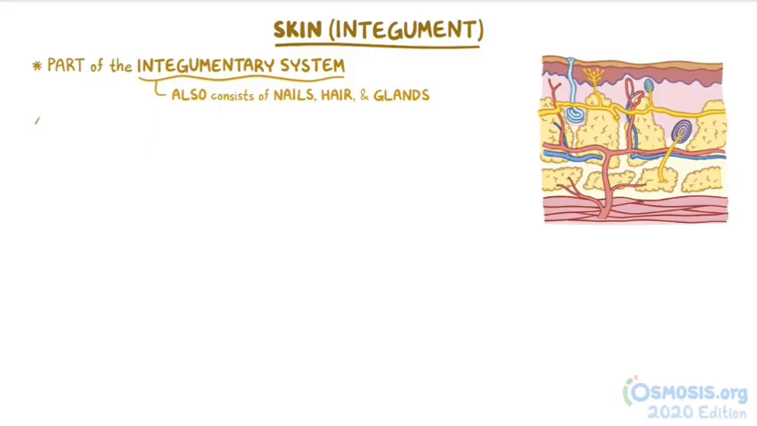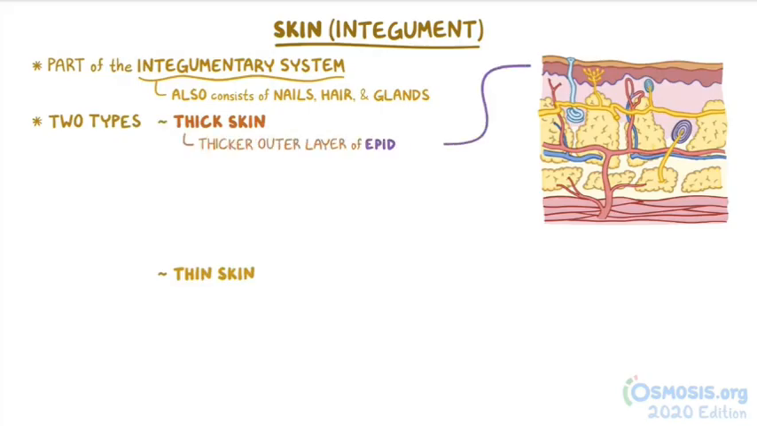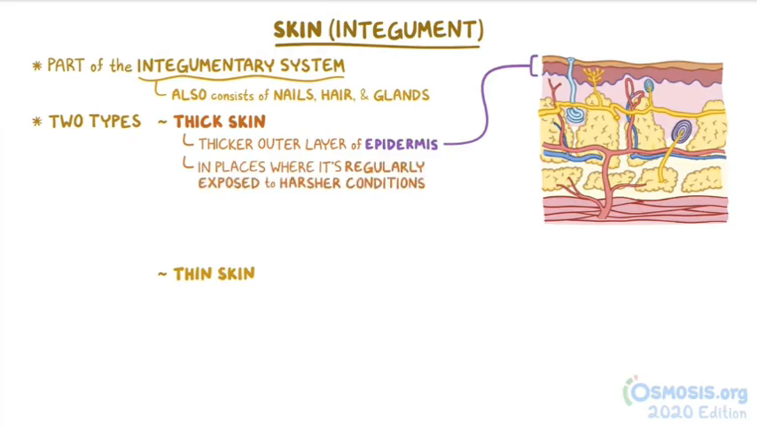The skin can be split into two general types, thick skin and thin skin. Thick skin has a much thicker outer layer of epidermis that helps to protect the body in places where it's regularly exposed to slightly harsher physical conditions. That's why it's typically found in places such as the palms of the hands and soles of the feet.